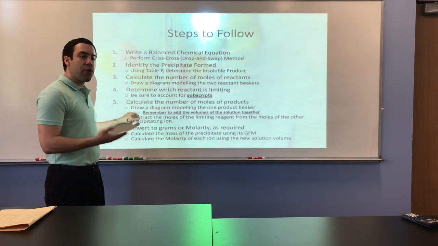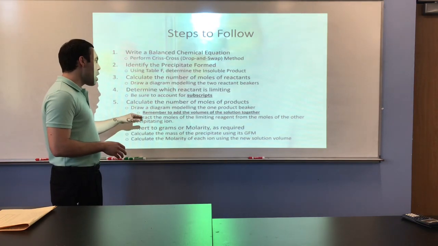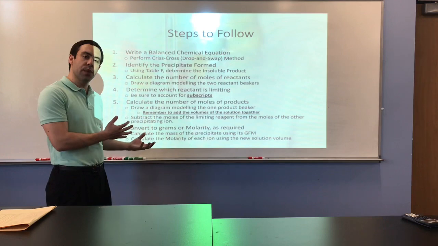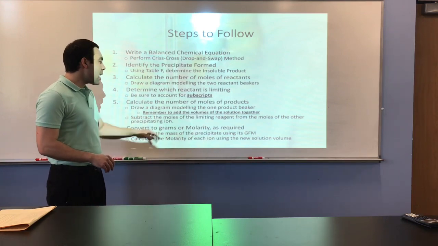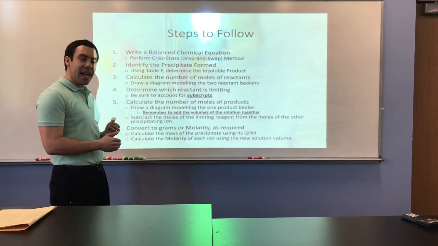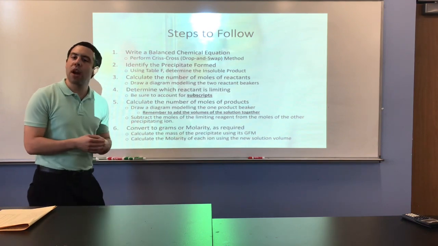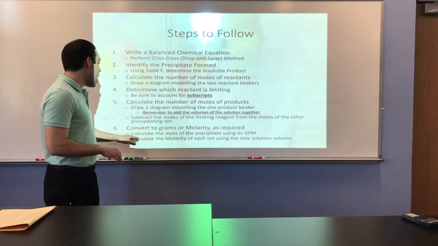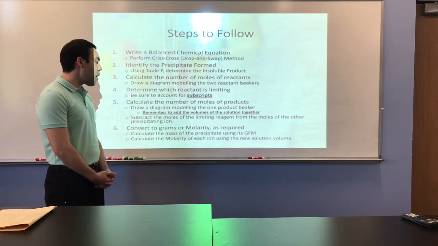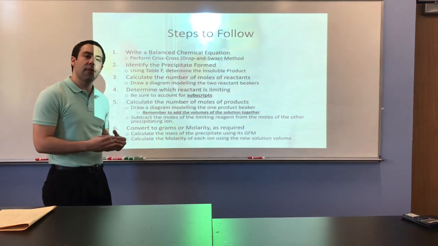Step 5, calculate the number of moles of products produced. Draw a new diagram with a 3rd beaker, with 1 product beaker. Remember to add the volumes of the solution together, just as we did before. Subtract the moles of the limiting reagent from the moles of the other precipitating ion, and convert to grams or molarity as required, whatever the problem asks you to do. Calculate the mass of the precipitate using its GFM, and calculate the molarity of each ion using the new solution volume. I know it's a lot of steps. We'll take the first one together slow.